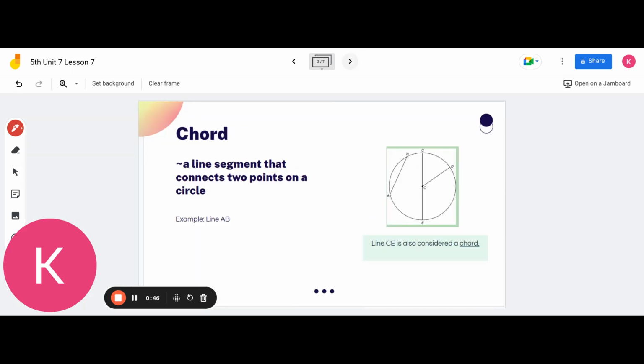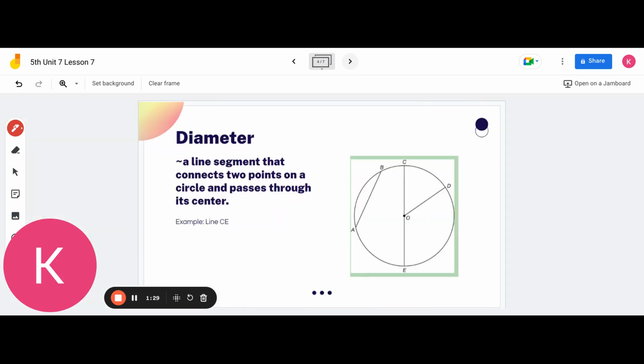Okay, a chord is something that you don't usually use a lot. It's just a line segment that connects 2 points on a circle. It doesn't have to be through the center. It can be, but basically it's got to go from one side of the circle to the other. So you can see that AB here is a chord. OD is not a chord because it's not touching the outside of the circle. CE would be considered a chord as well because it goes from one side of the circle to the other. But most of the time you don't really use this one a lot when you're dealing with circumference and area and different things.